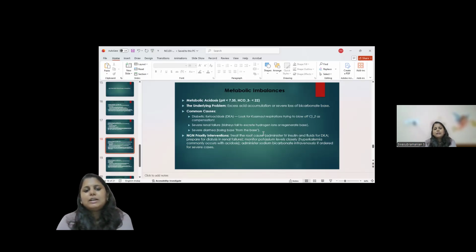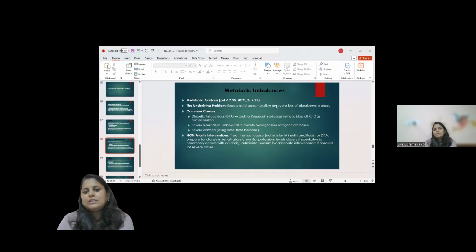Metabolic acidosis means the pH is less than 7.35. At the same time, the bicarbonate is also less than 22. As I mentioned, respiratory is opposite and metabolic is equal. So here the pH and bicarbonate levels are both low, in the same direction. The underlying problems are excess acid accumulation or severe loss of bicarbonate. The causes are mainly due to DKA.